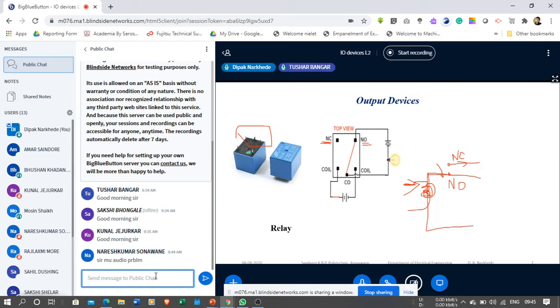The common terminal is not always connected to the ground. Sometimes, it depends. Either the common terminal is connected to the device which you are going to control.